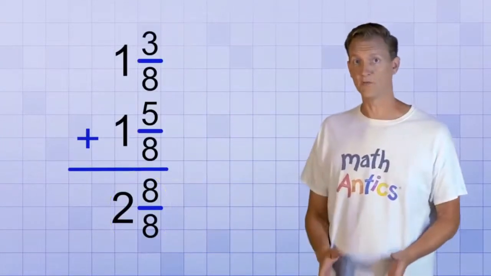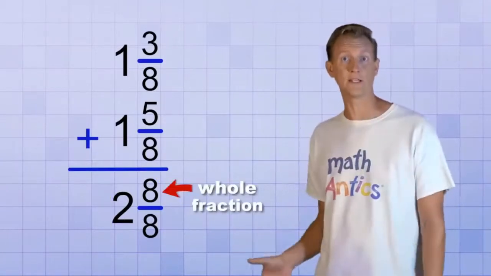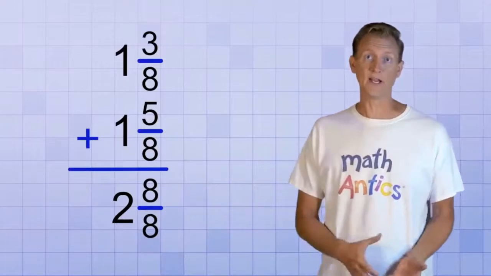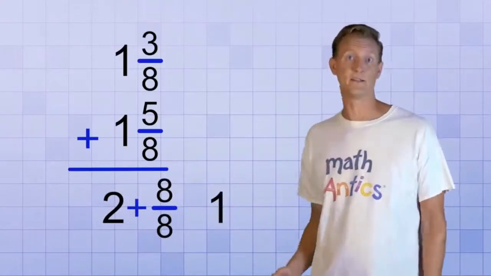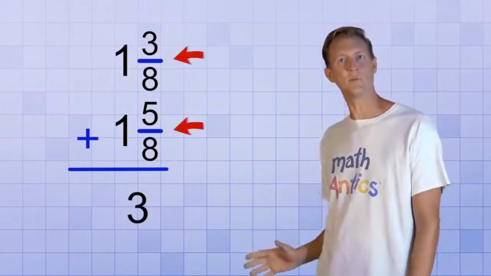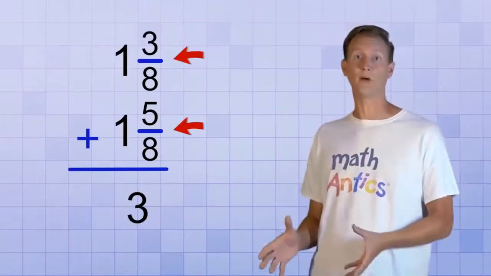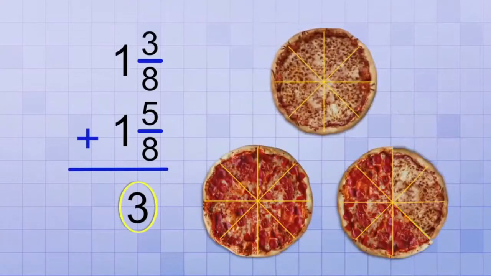The fraction parts of the 2 mixed numbers combine to form what I call a whole fraction, 8/8. We know that 8/8 simplifies to 1. So having 2 plus 8/8 is the same as having 2 plus 1, which is 3. We added 2 mixed numbers together and ended up with the whole number 3. And our leftover pizza shows us that we got the answer right.